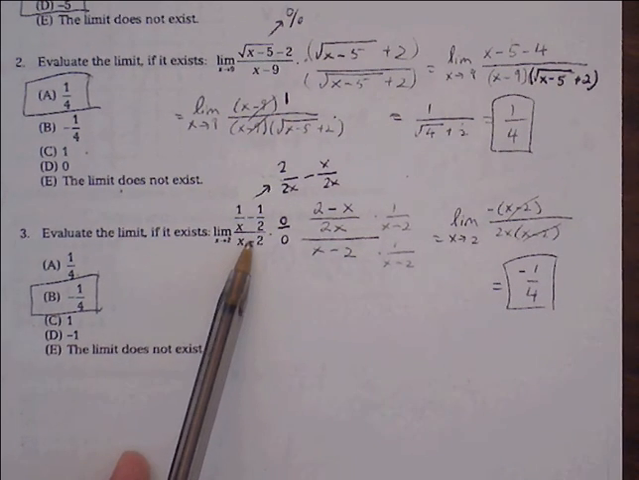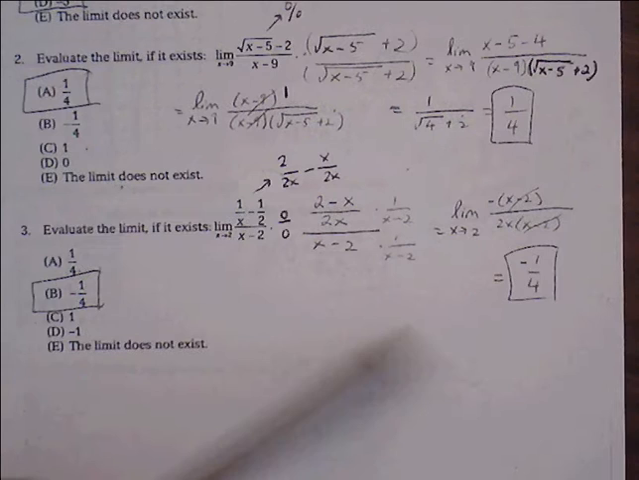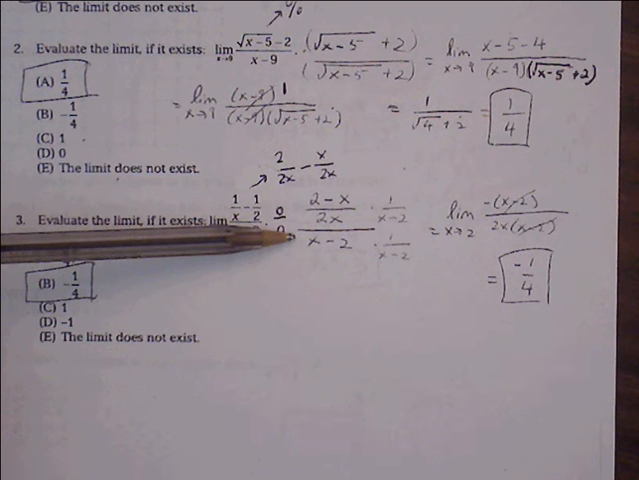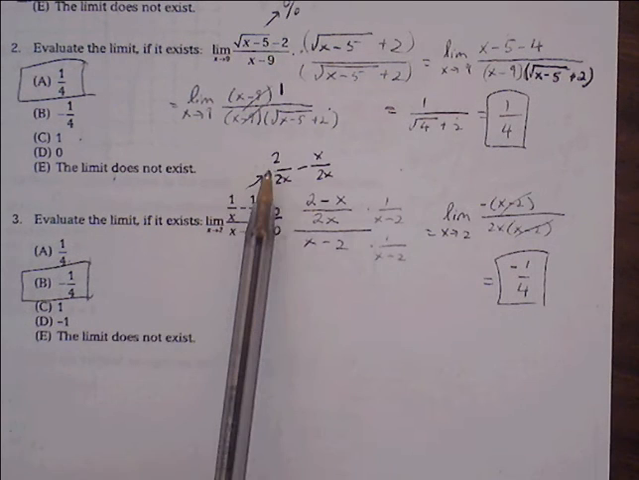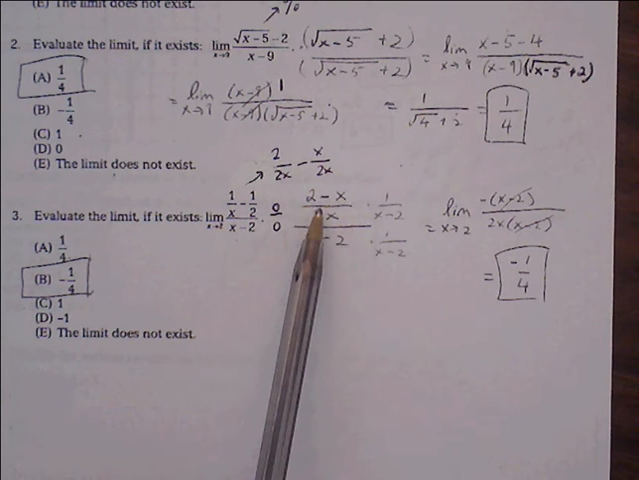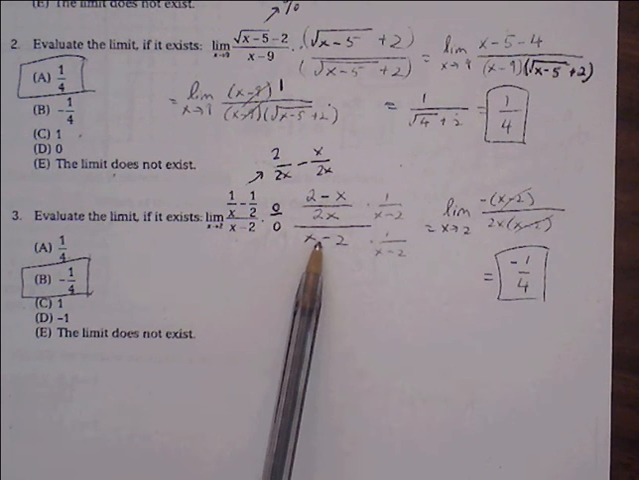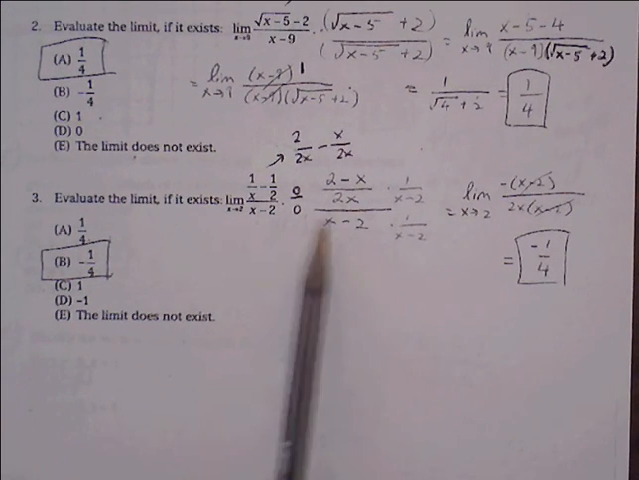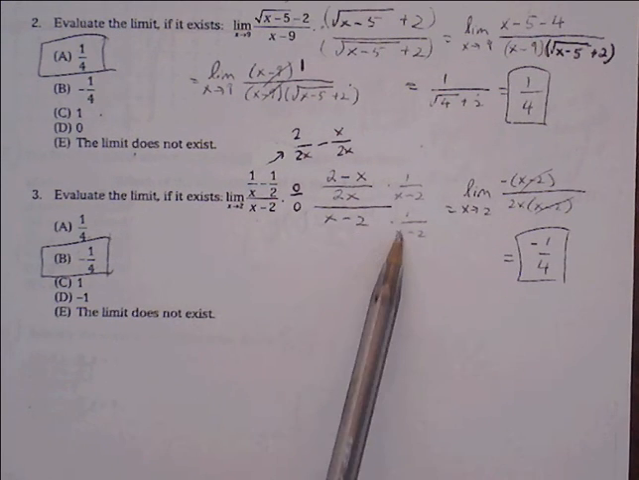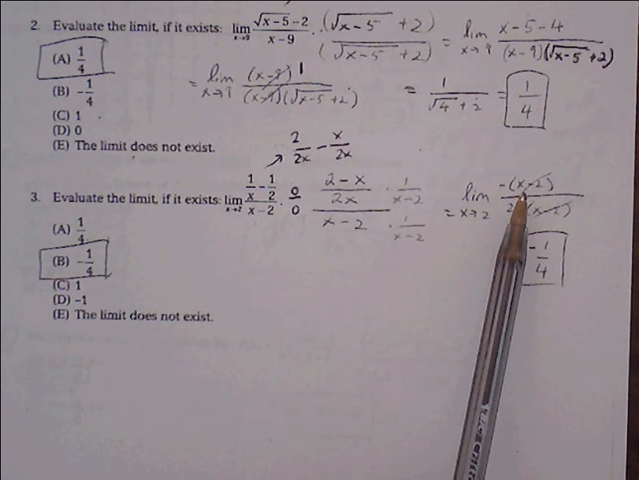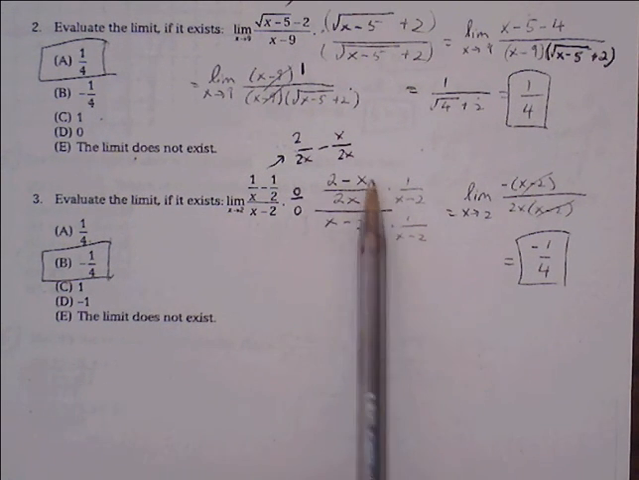So first, I'm going to find a common denominator for this top portion. So the top portion here, x and 2, the common denominator will be 2x. I balance the numerator and denominator, so I get 2 over 2x minus x over 2x. Combine that to be one fraction, 2 minus x over 2x, all over x minus 2. We're going to resolve this complex fraction. Multiplying by the reciprocal of the x minus 2, I can bring that up as 1 over x minus 2. And then once I have that, we get 2 minus x over 2x times 1 over x minus 2.